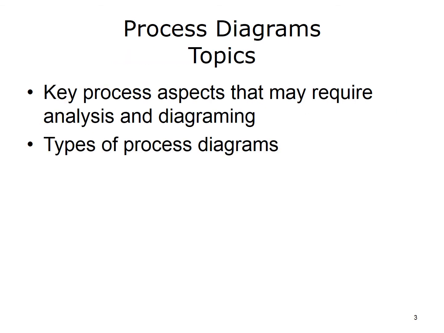The topics covered in this lecture include key process aspects that may require analysis and diagramming, and types of process diagrams. In Lecture A, these topics are combined into a framework that organizes process diagram types according to the process aspects that each type of diagram represents. Thus, Lecture A serves as an introduction to the Unit 3 material.